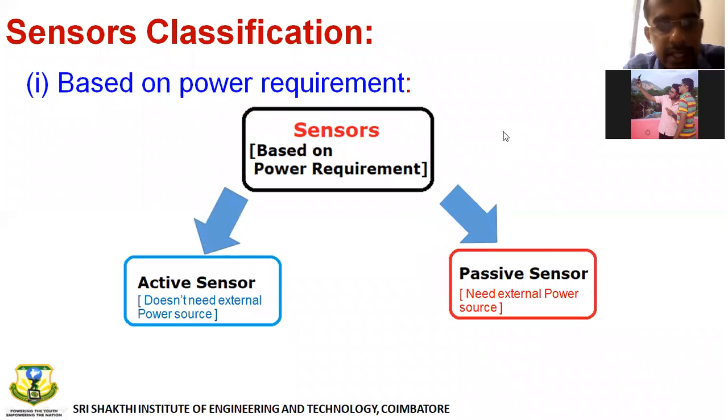Sensors, and even transducers, can be classified in the same way. Transducers can be classified based on power requirement, and on the stages applied. Here, we are going to deal only with sensors in the first unit, so I have mentioned it as sensor classification. The first one is based upon power requirement. There are two types of sensors: one is the active sensor, another is the passive sensor.